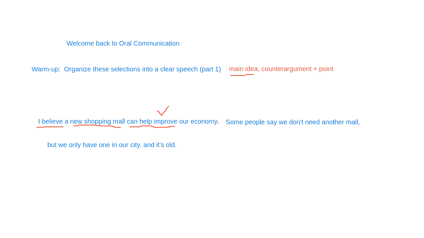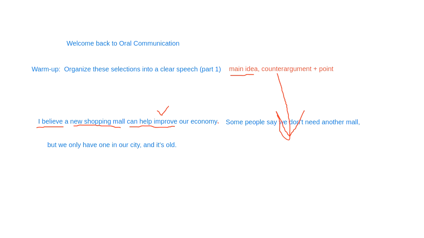So right here, the next part says, some people say we don't need another mall. Now, remember, I think we do need a mall. That's my opinion. So the counter argument, anyways, the counter argument is here. It's people think we don't need another mall. Okay, that's the counter argument.